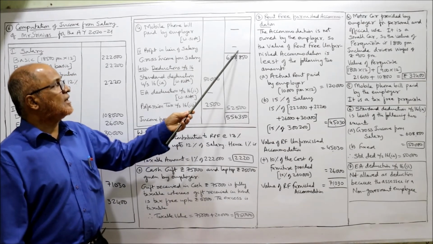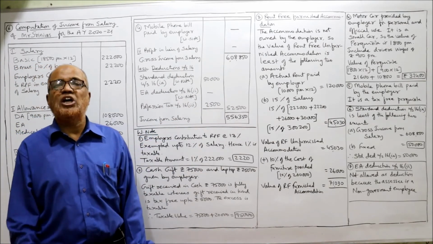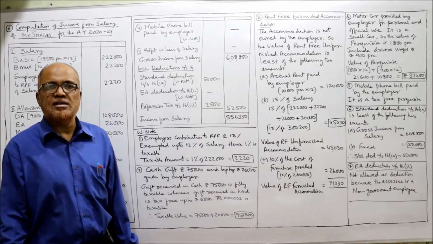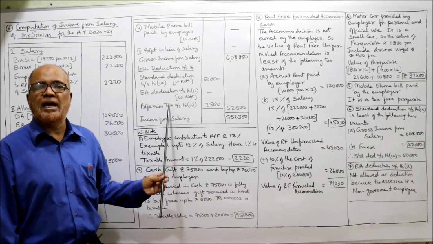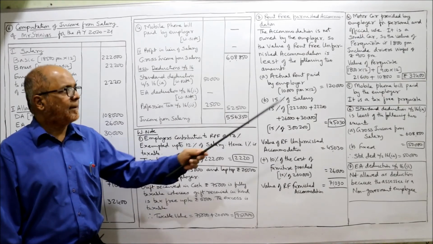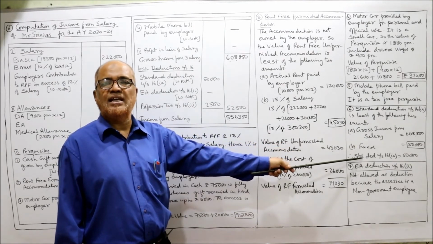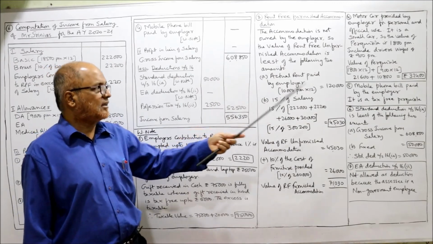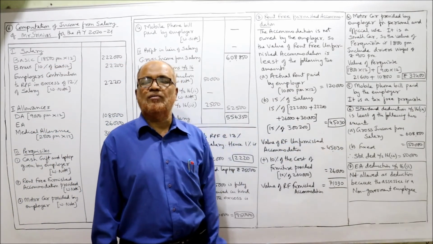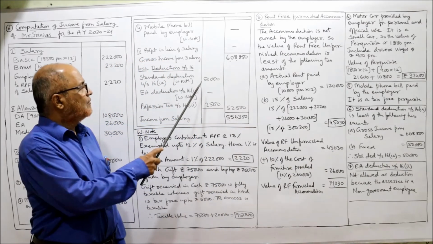Now profit in lieu of salary is not there. The gross income from salary is 6,08,850. Now deductions under section 16. First, standard deduction under section 16(1)(a). Least of the following two. Here, gross income from salary or fixed ceiling given by Income Tax Act 50,000. The gross income from salary is 6,08,850 or 50,000, whichever is least. 50,000 is least. So deduction 50,000.